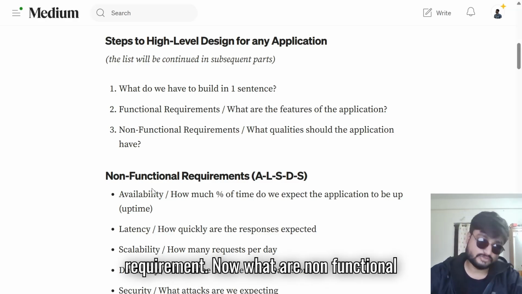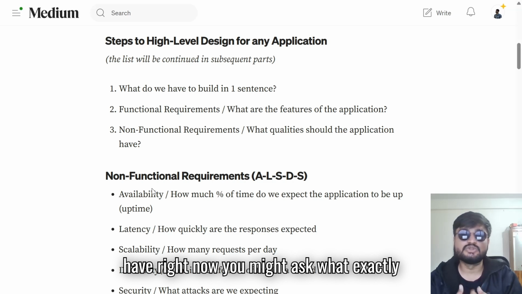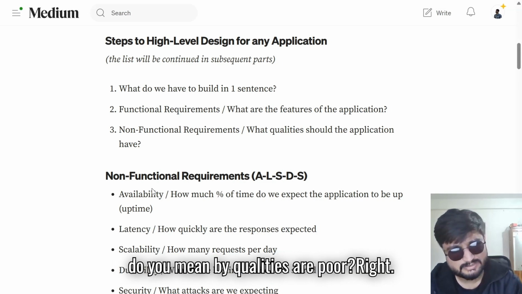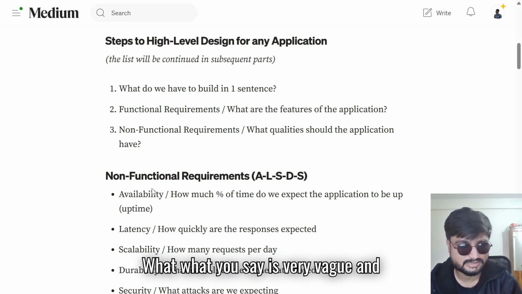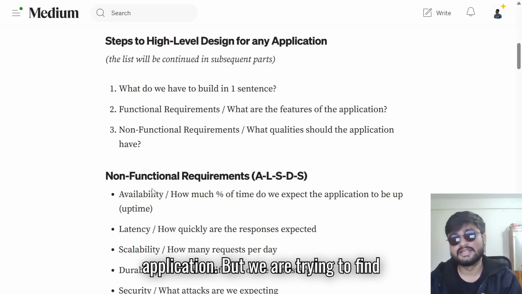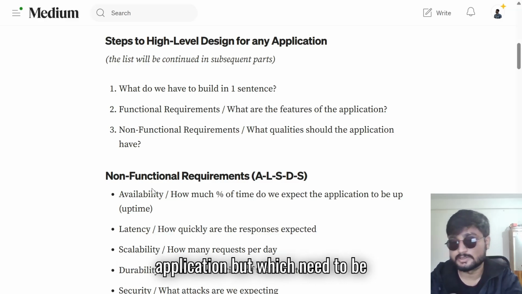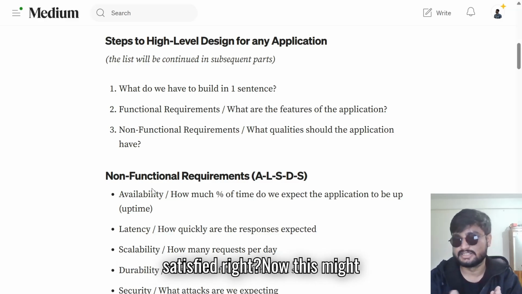Now, what are non-functional requirements? Non-functional requirements are what qualities the application should have. Now you might ask, what exactly do you mean by qualities, Apurva? What you say is very vague. Aren't features qualities of the application? Features are qualities of the application, but we are trying to find out the non-functional requirements, which are not the primary function of the application, but which need to be satisfied.